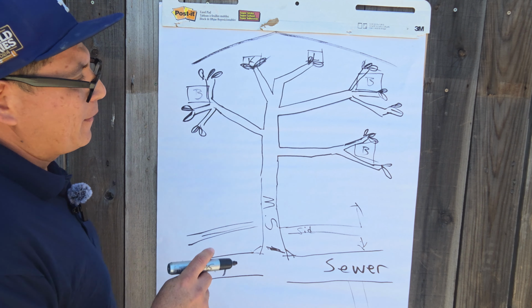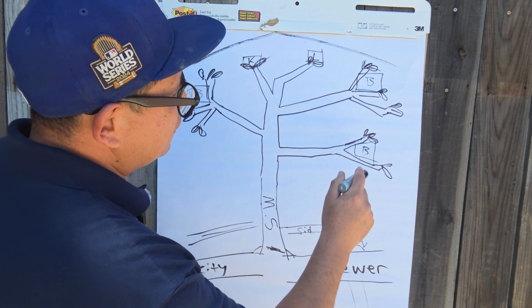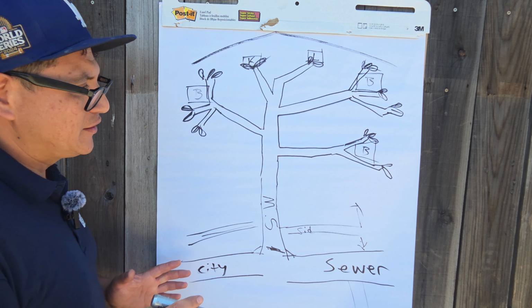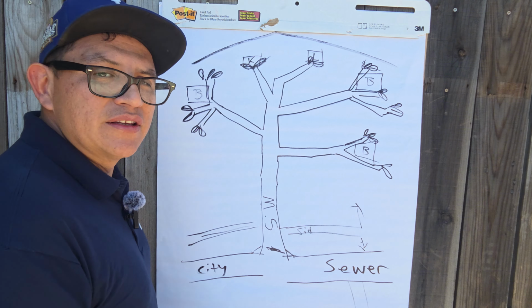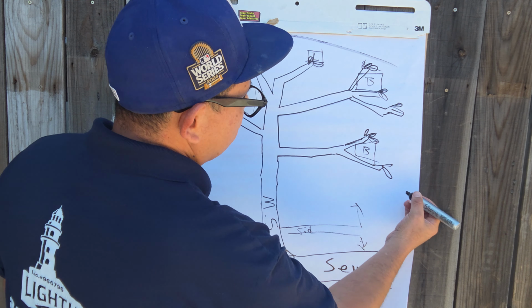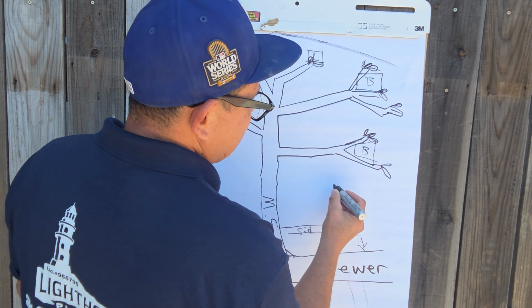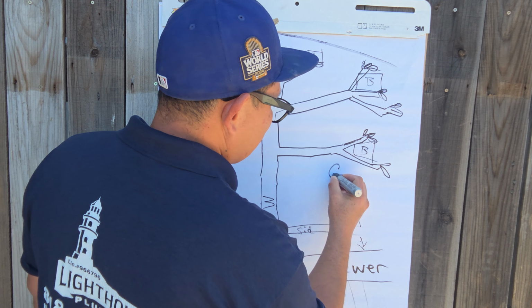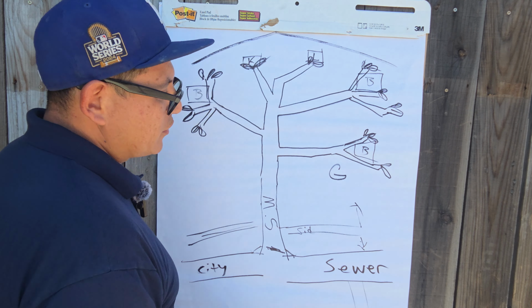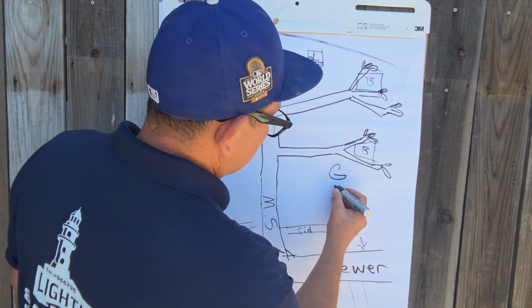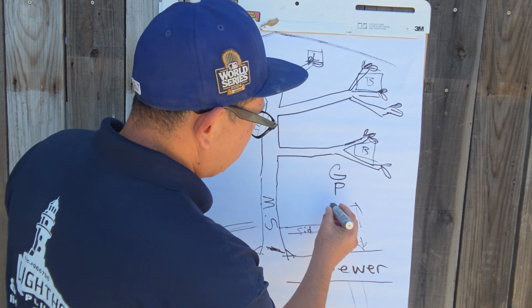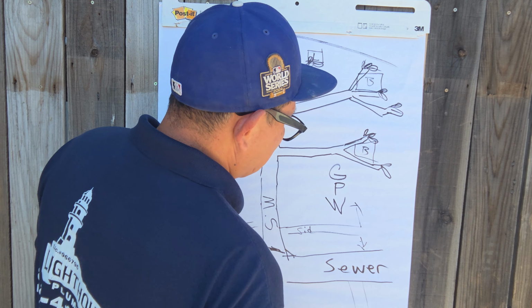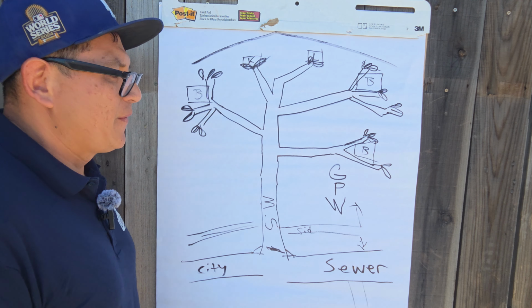Okay. So, learning all this right here, you're kind of getting the picture. Now, the sewer also works on 3 things. Sewer works, let me put it here, on gravity, G, on pressure, and with water. So these are 3 things that you need.